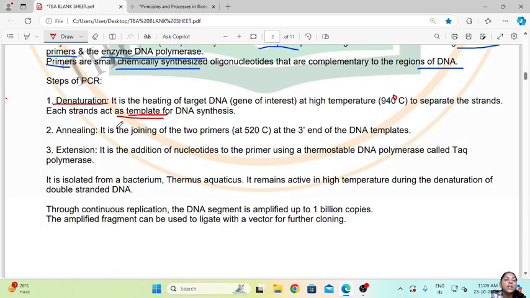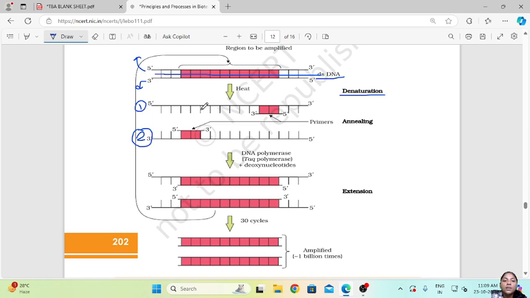Then the next step is annealing. So what is annealing? It is the joining of two primers at 52 degrees Celsius at the 3' end of the DNA templates. Now after denaturation, both the single strands will act as templates.